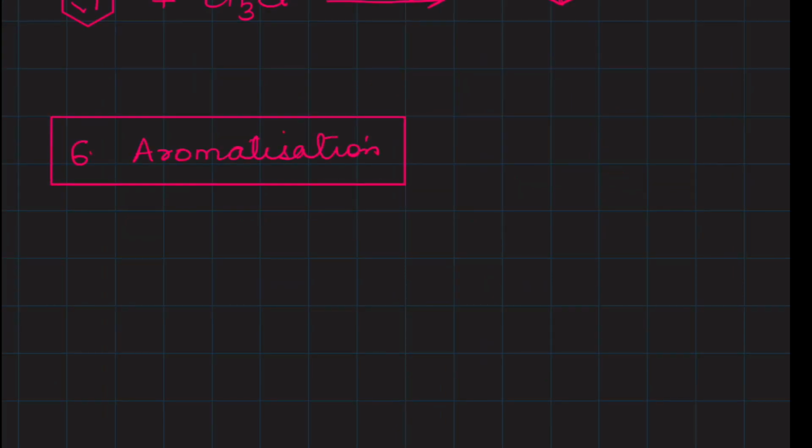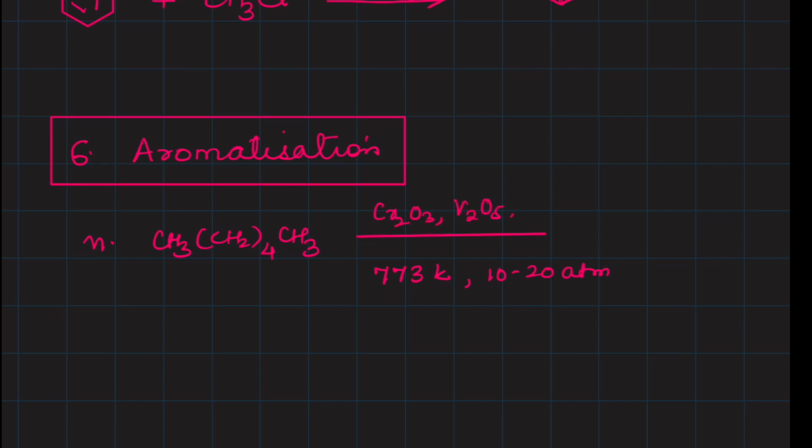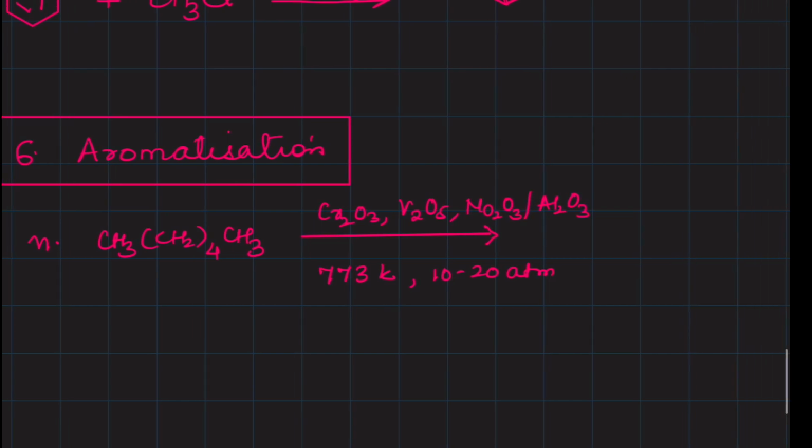Aromatization. Here we take any aliphatic alkane with 6 carbons or more. Suppose we take n-hexane. So this is your n-hexane, and we treat it with a catalyst at very high temperature and pressure, something like 773 Kelvin and pressure 10 to 20 atm. We take a catalyst which has oxides of chromium, vanadium, molybdenum, and we heat it over alumina.